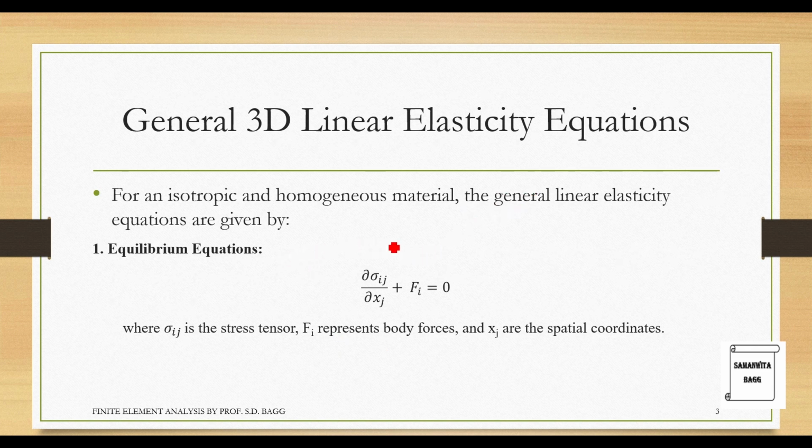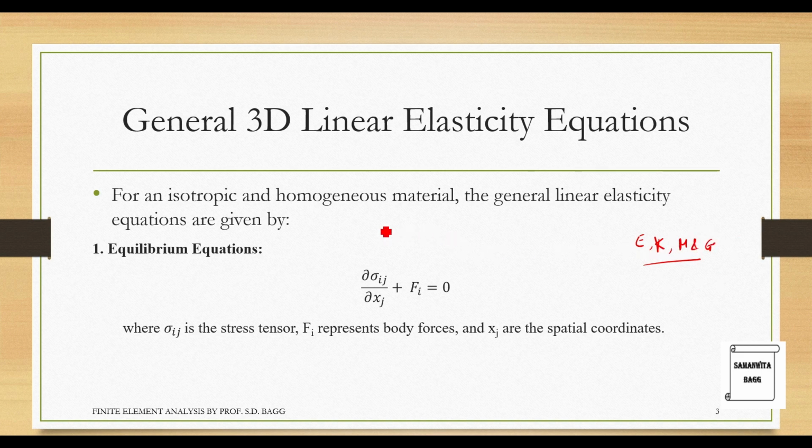For an isotropic and homogeneous material, the general linear elastic equations are given by, first is the equilibrium equation that you can see here. Now you should remember that we are talking about isotropic, which means the material properties will remain the same along a particular axis. Generally, when we talk about material properties, we are talking about E, K, mu and G. These are some material properties that we talk about, and these properties remain the same along all the axes on the body, say X, Y and Z are the three axes.